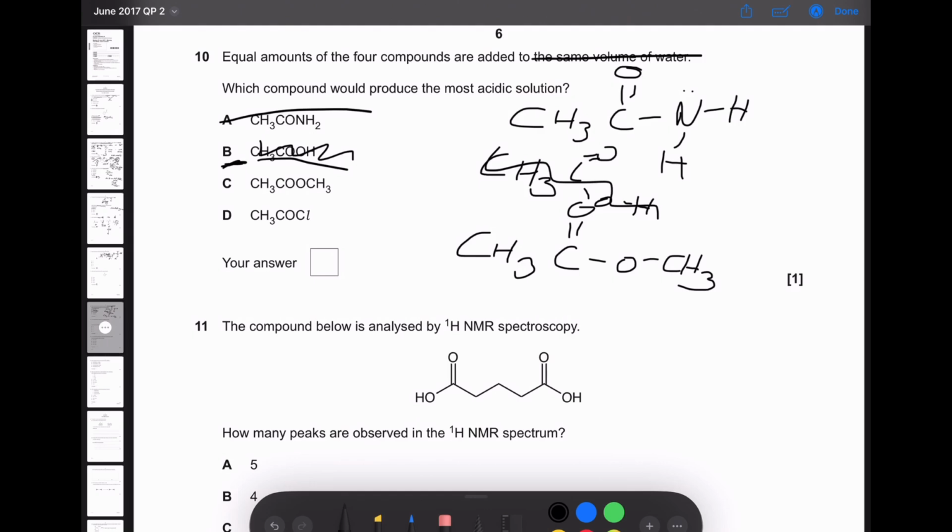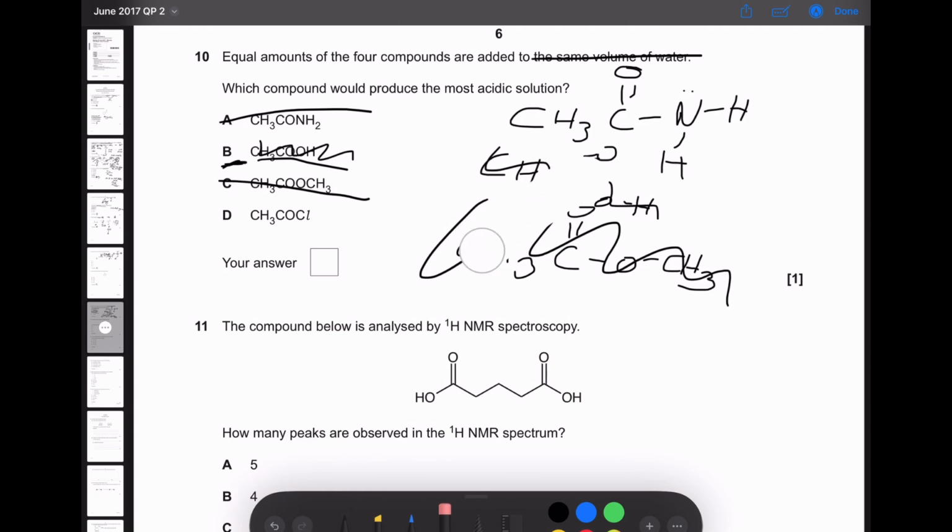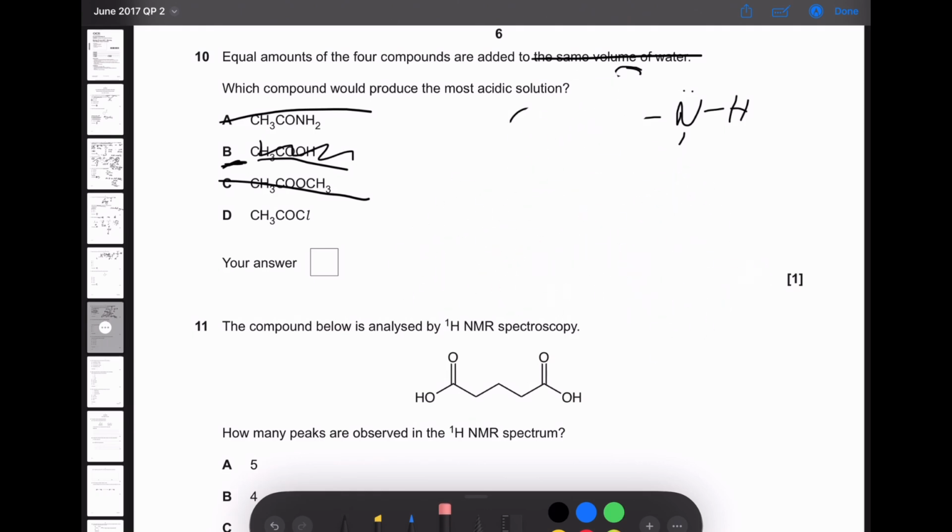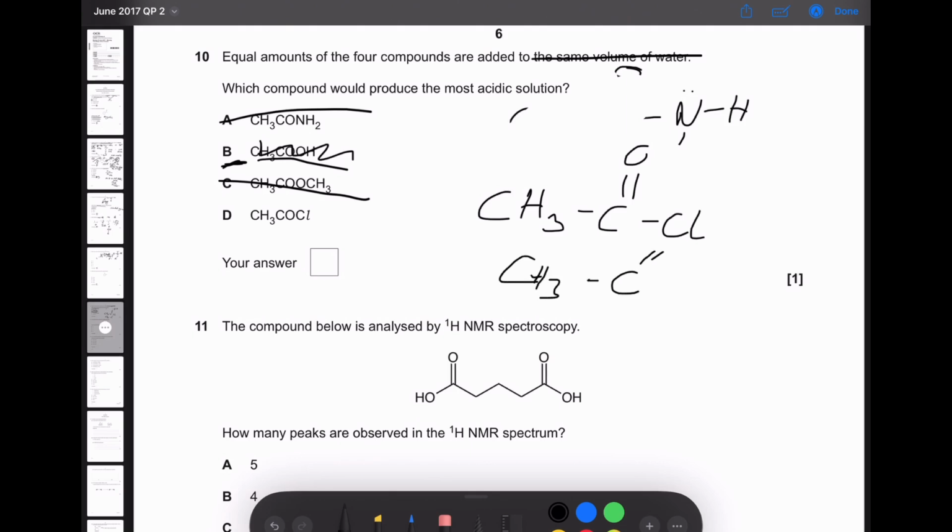CH3COOCH3. That's an ester, that's not going to do anything in water. Which leaves us with D, which is an acyl chloride, and if we add water to that, well, what's going to happen? We're going to turn it into CH3COOH, and then we've got a hydrogen going spare. So we've reacted it with water. So we've got a hydrogen going spare, and we've got a chlorine going spare.